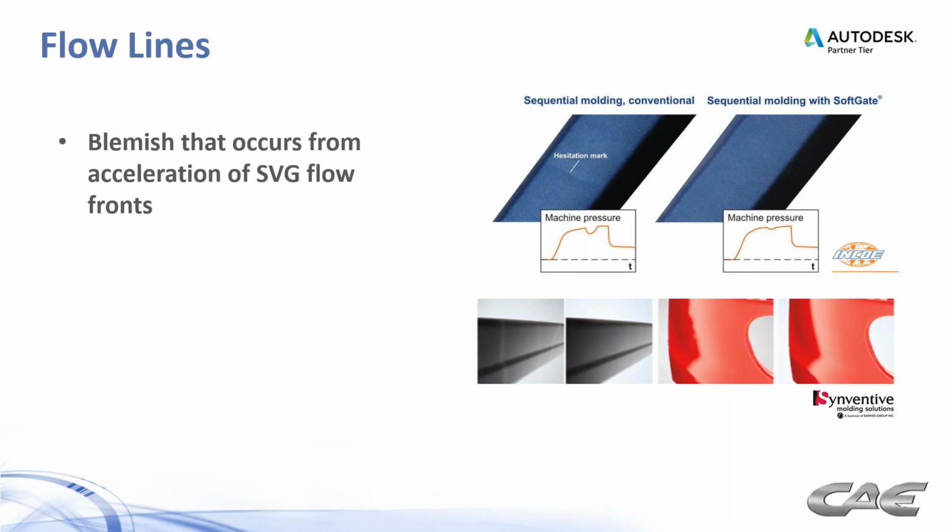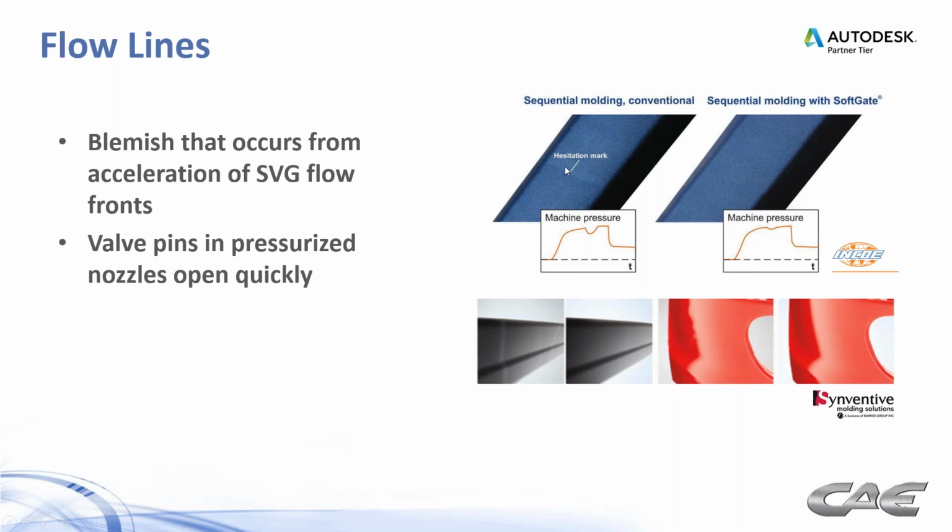So the crazy cousin of the knit lines are flow lines. These happen in molds where we have a valve gate sequence situation, multiple gates. And it's a blemish that occurs from the acceleration of those flow fronts. So what happens is we have valve pins in pressurized nozzles opening quickly. So maybe we gate something and we fire one nozzle, let the flow go a certain distance, and then we fire the next tier of nozzles, and then so forth and so on.